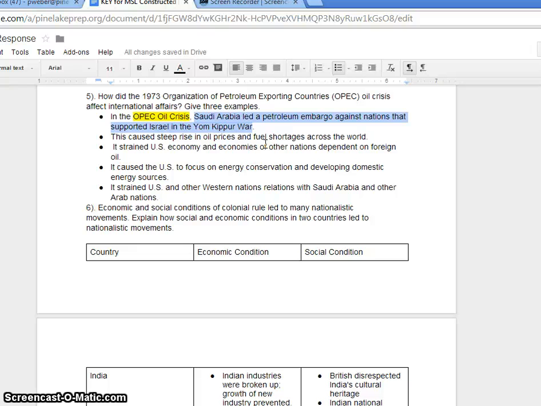So some effects on international affairs. We can see that it caused rise in oil prices, fuel shortages worldwide. It's going to strain the U.S. economy and other economies. It's also going to force the U.S. to focus on energy conservation. This is when we got things like the speed limits, and it's also going to force the U.S. to focus on developing domestic energy, which means energy sources at home. And again, something else is it's just going to increase tension with Arab countries.